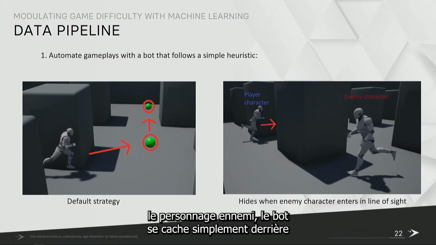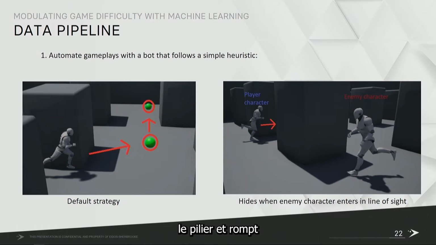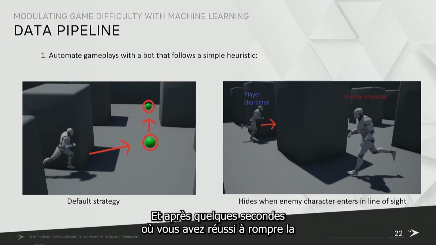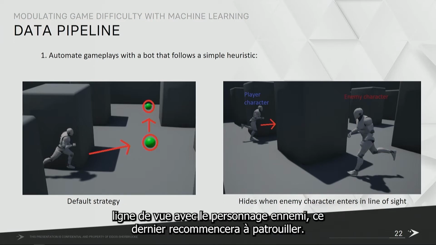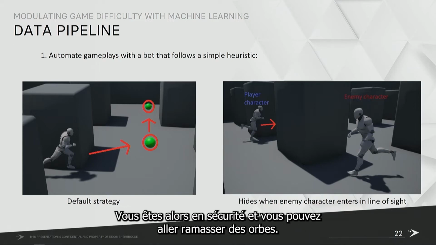So the bot follows a very simple strategy as a player. It goes to collect the orbs around the map, which is the aim of the goal. And whenever the player enters line of sight with the enemy character, the bot simply will hide behind a pillar and break the line of sight. And after some seconds that you manage to break the line of sight with the enemy character, the enemy character will start patrolling again, so then you're good and you can go around picking up orbs.